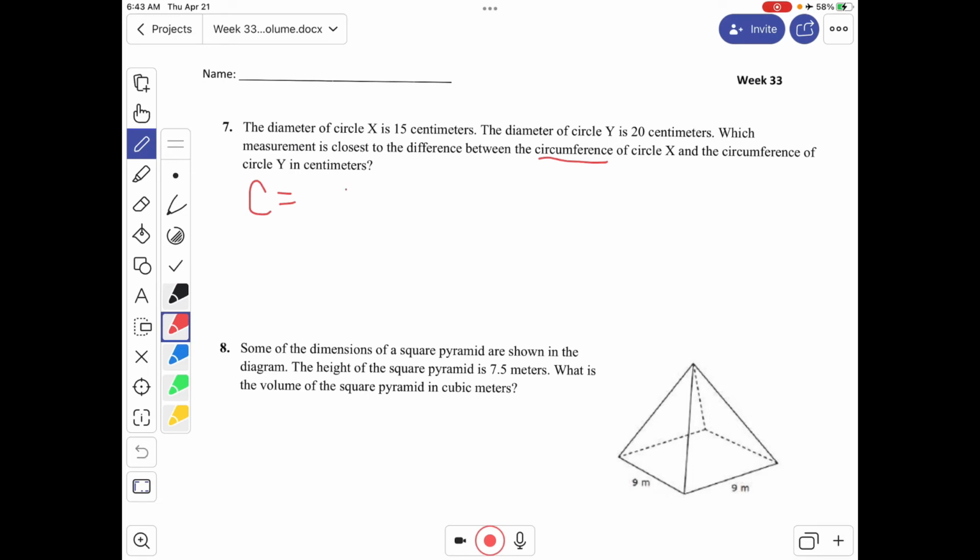The formula for circumference is pi times diameter. So we're going to have the big circle minus the circumference of the little circle. And it tells you the diameter of each. And the number we use for pi is 3.14.